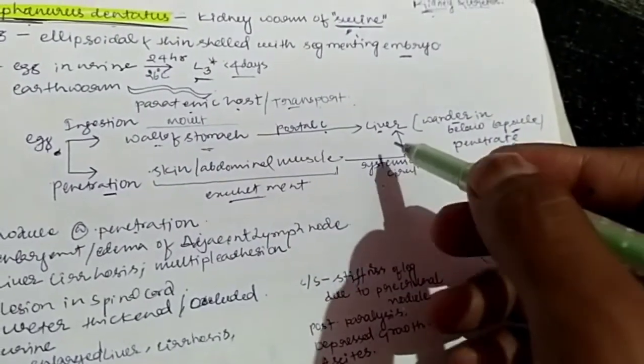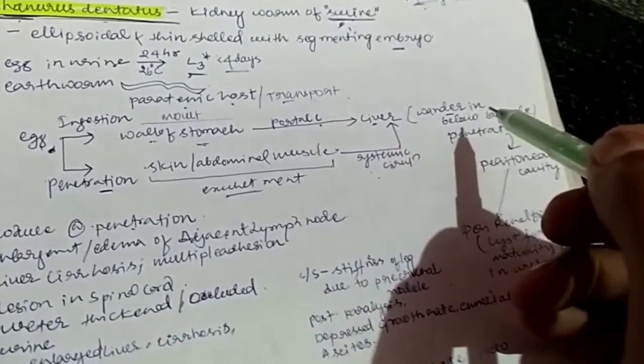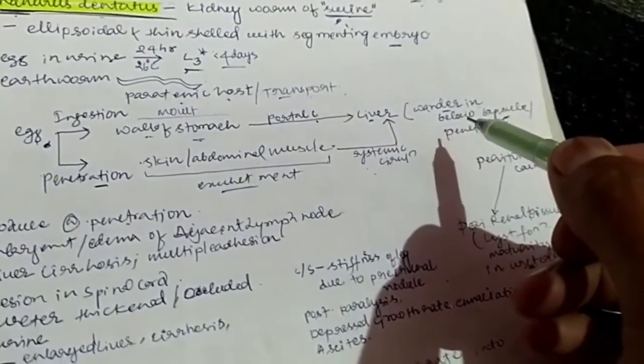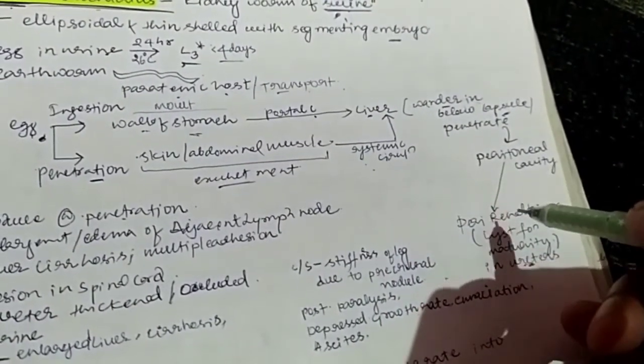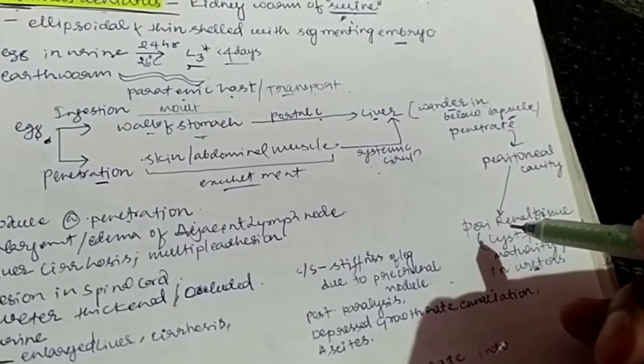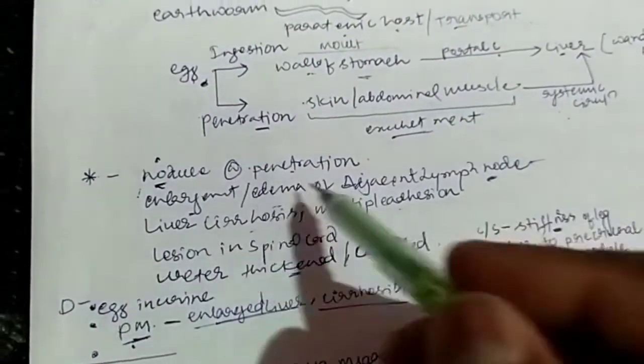From the systemic circulation it will reach the liver. Again the same situation will happen once it reaches the liver. From the liver it again penetrates the capsule to reach the peritoneal cavity. From the peritoneal cavity it will reach the kidney and ureter, and from the ureter the eggs pass into the urine. Now let us come to the pathogenesis.